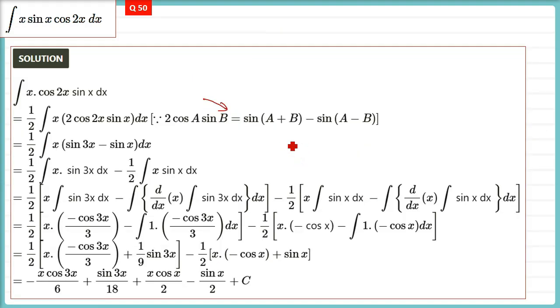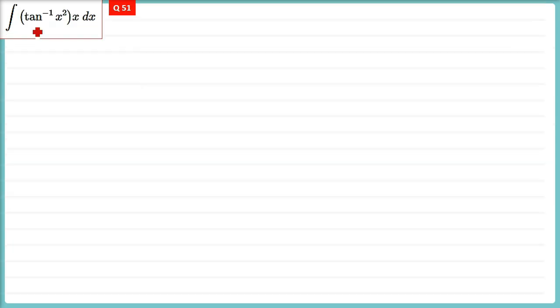The main key of this question is this sine formula. Next: tan inverse of x square, x into dx. Now if we are getting x tan inverse x, you already know how to do that, because we are on the 51st question and we have done it already. So I'm taking t equals x square, that will give you dt by dx as 2x.